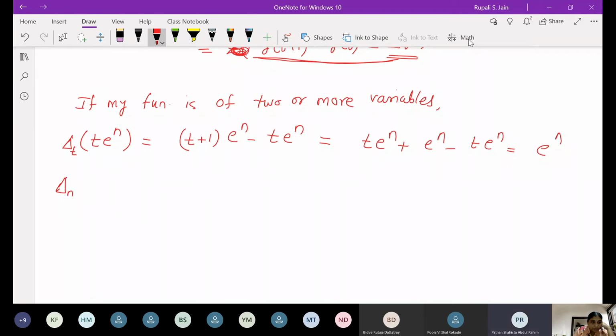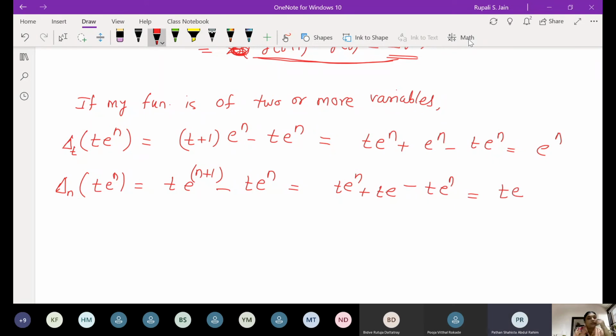If I want to find the difference of this function with respect to n, then by definition, in terms of n: t e raised to n plus 1 minus t e raised to n. So t e raised to n plus t times e minus t e raised to n. t e raised to n will get cancelled and we will get t times e. Is that okay?